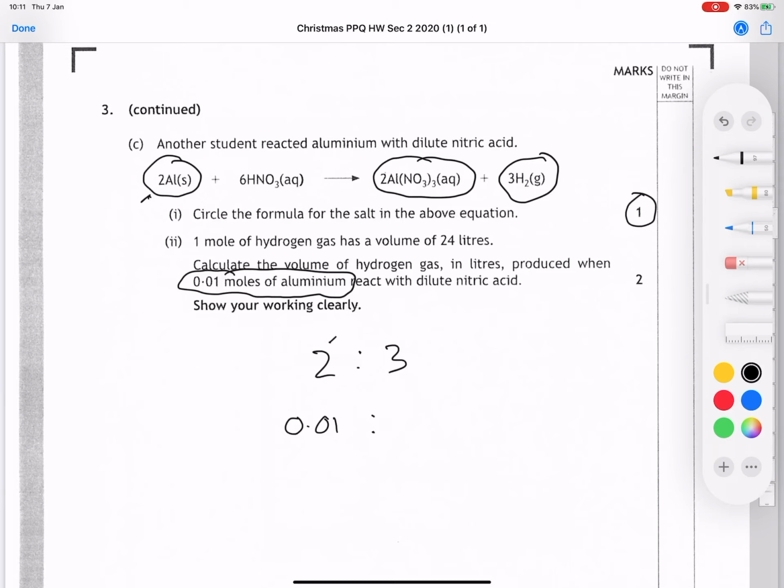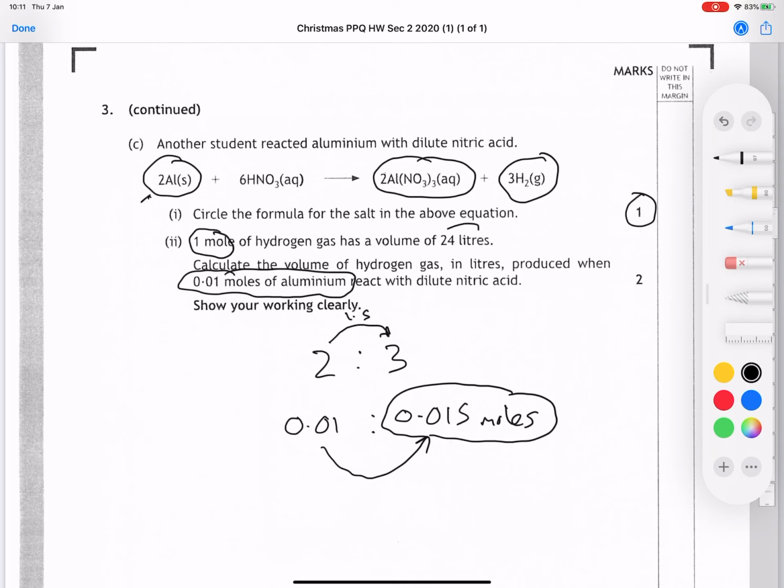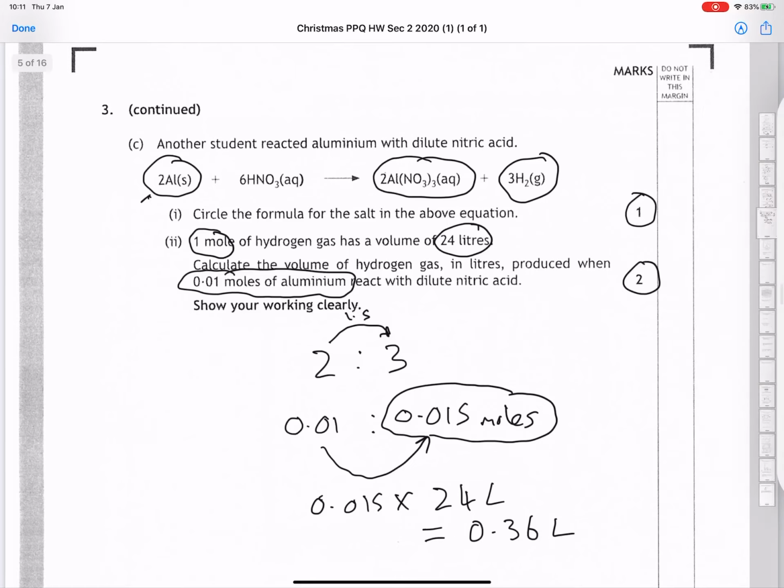So if you have, how do you get from 2 to 3? You times by 1.5. So how would you get from 0.01? You times by 1.5, which would be 0.015. So that's how many moles of hydrogen you have. And you know 1 mole of hydrogen contains 24 litres. You don't have 1 mole, you only have 0.015. So you should have times that by 24 litres, and that would have gave you the volume of 0.36 litres. 2 marks if you got that.